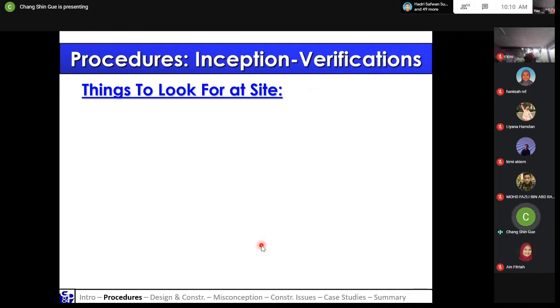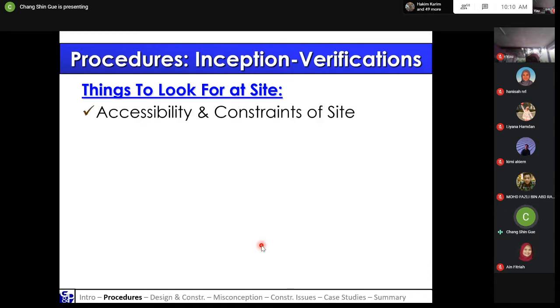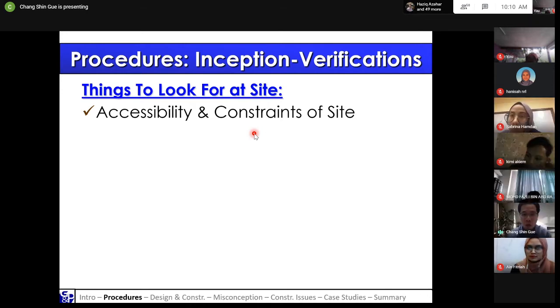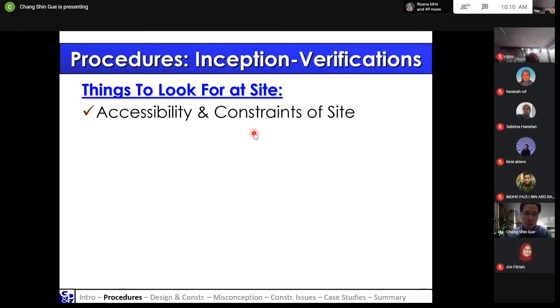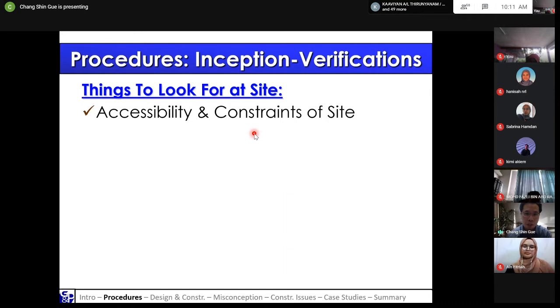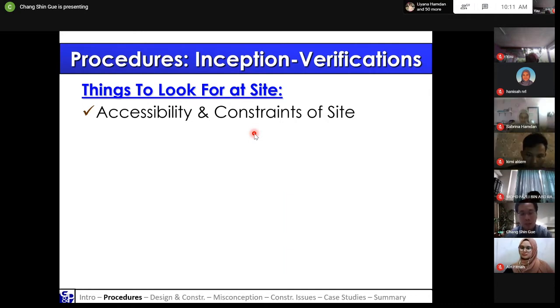Now, things to look for at site when you have a site visit. It's very important for engineers to know the site constraints and the accessibility, because this will restrict what kind of machineries can be used, especially for foundation. It's a big machine, so what kind of machines can get into the site? So a good engineer, when you go to the site, will see what kind of access and what kind of constraints you may have. This will also impact and decide what kind of foundations or any kind of works can be carried out within the site.